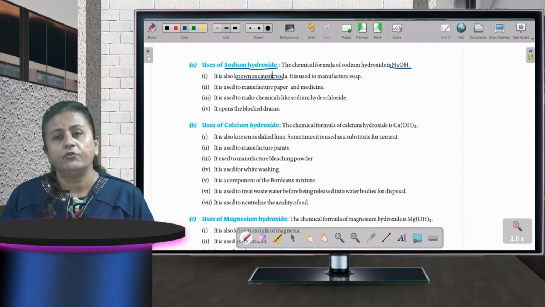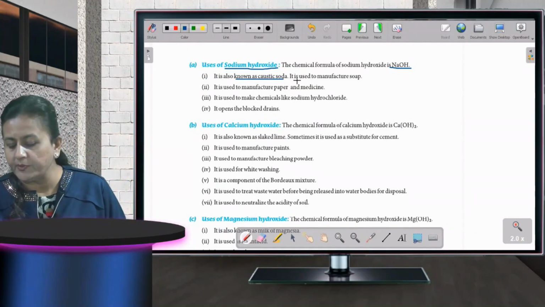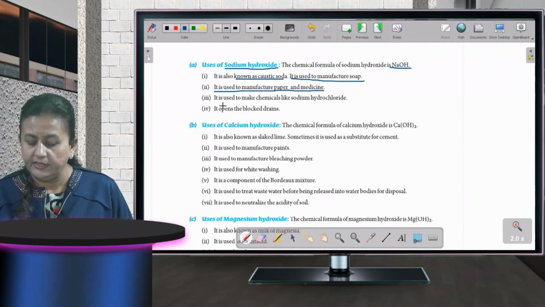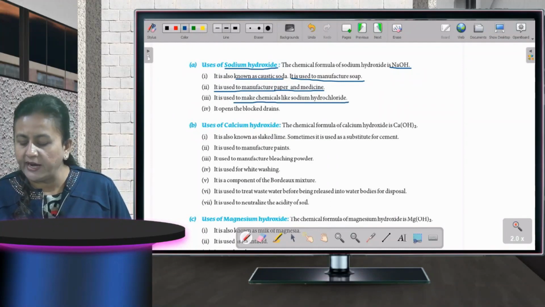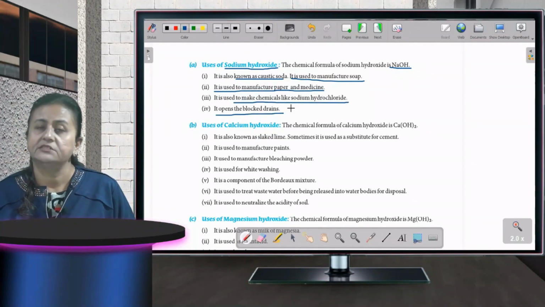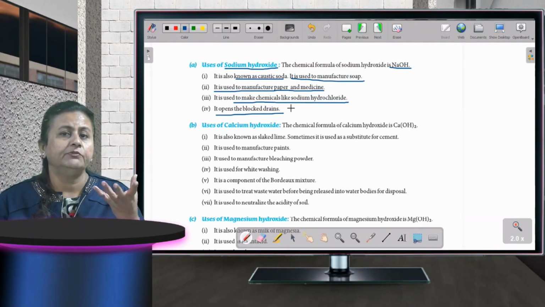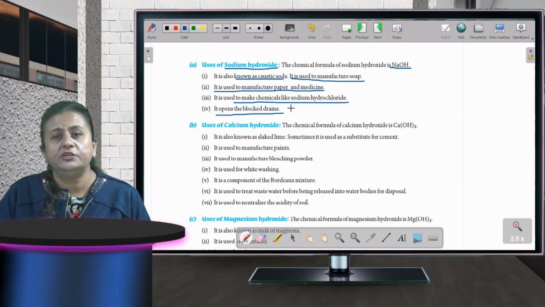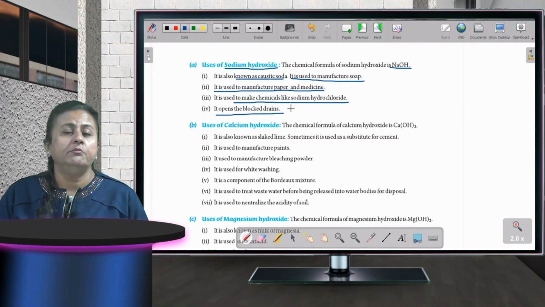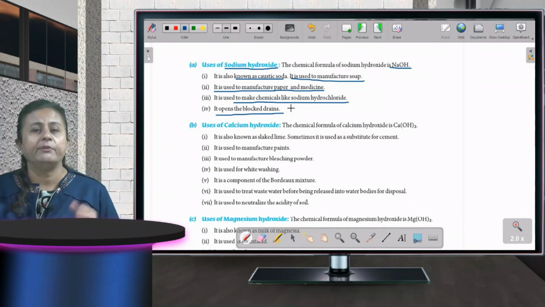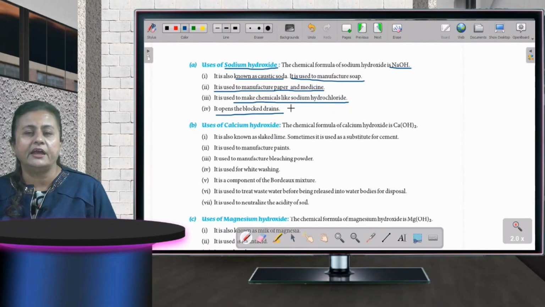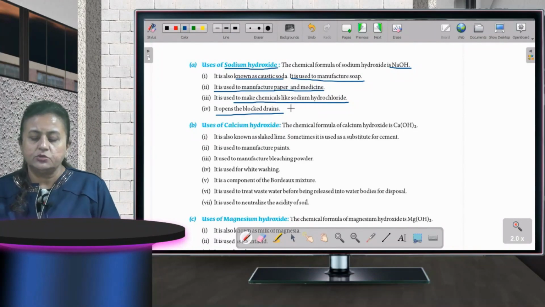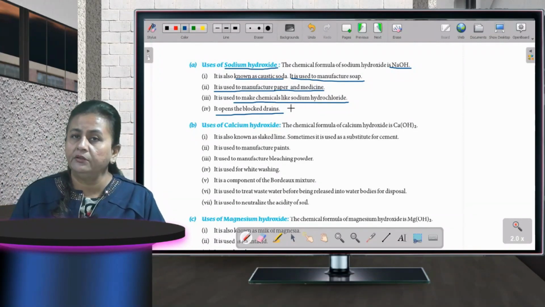That is sodium hydroxide. Okay, it is used to manufacture soap, and it is also used to manufacture paper and medicine. It is used to make chemicals like sodium hypochlorite, and it opens the blocked drains. Blocked drains, jab nali band ho jati, you know what are drains? If I talk about myself, I am very fed up with my kitchen drain. Now and then it keeps on blocking. So what I do, I take some sodium hydroxide and put it in the drain, and after some time I pour some hot water, the blocked drain is cleaned away. Okay, so sodium hydroxide is very good in opening the blocked drains.